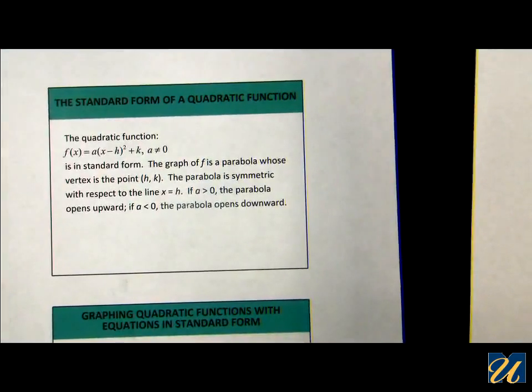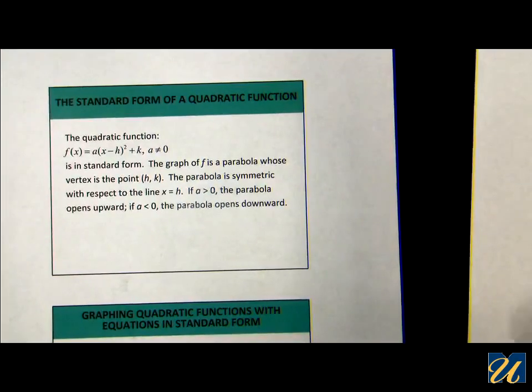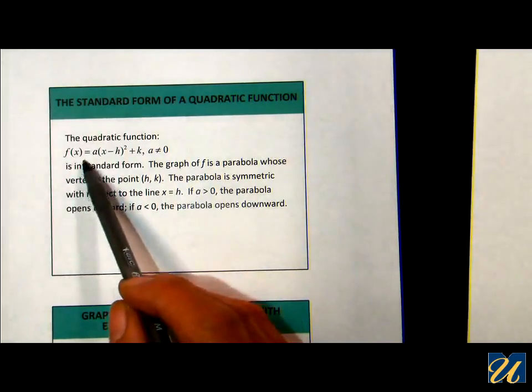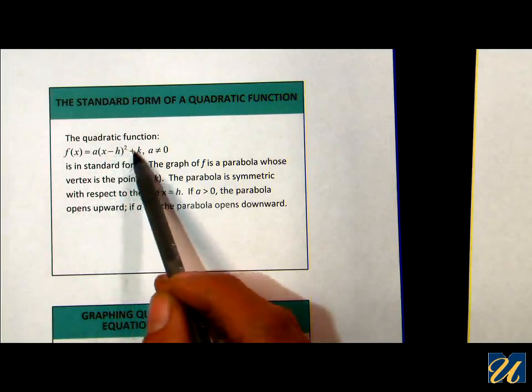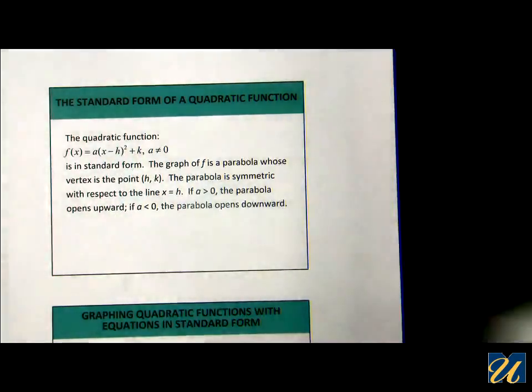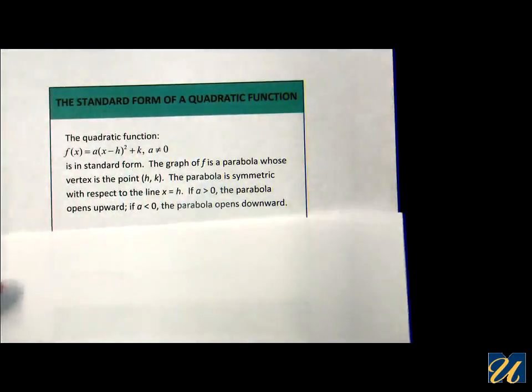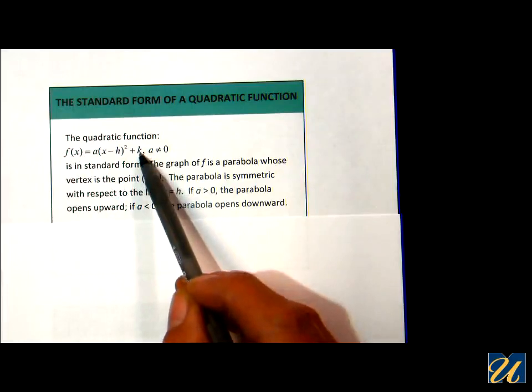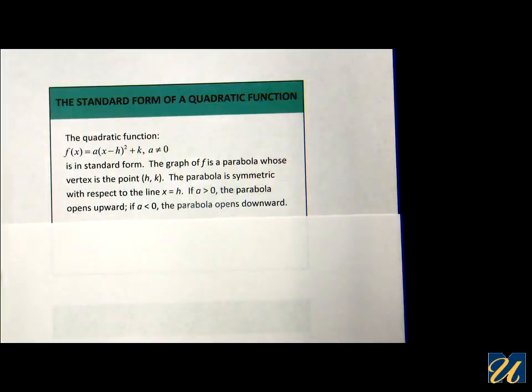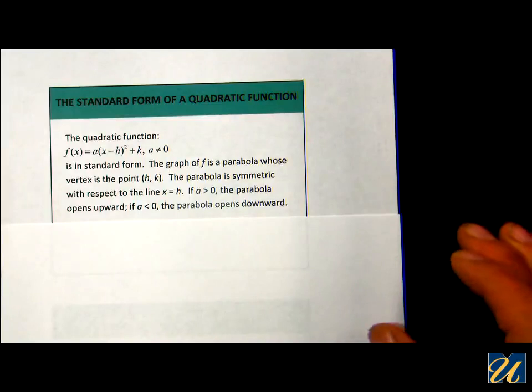Standard form of a quadratic function. Standard form is given to be f of x equals a times (x minus h) squared plus k, where a is not 0. The reason why we do not allow a to be 0 is if it is, then y is equal to the number k, which is simply a horizontal line, and that's not a parabola.